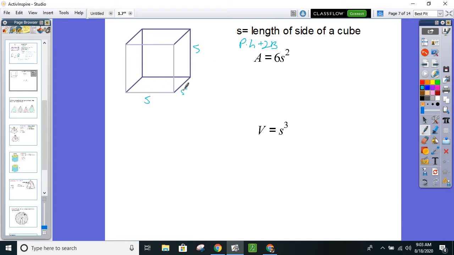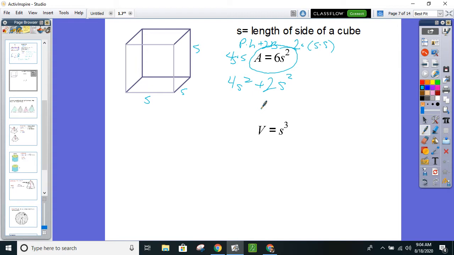Well, perimeter is side, side, side, side, side. So it's 4 sides times another side, 4 sides times another side, plus 2 times side times side. It's crazy. So 4s times s is 4s squared. 2 times s plus s is 2s squared. Add them up, you get 6s squared.